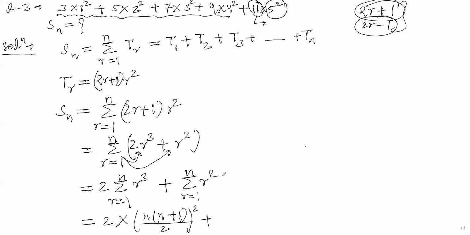Plus sigma r square. Yeah. Maz, will you help me in this sigma? What is this sigma r square? R is from 1 to n. What's the formula for this? This is basically the sum of squares of first n natural numbers.